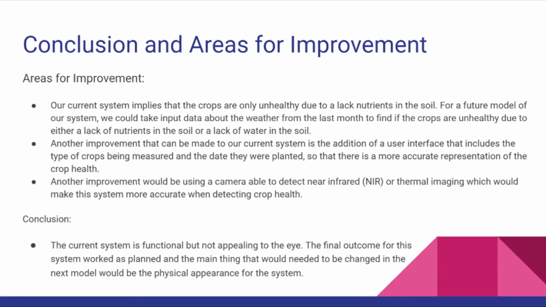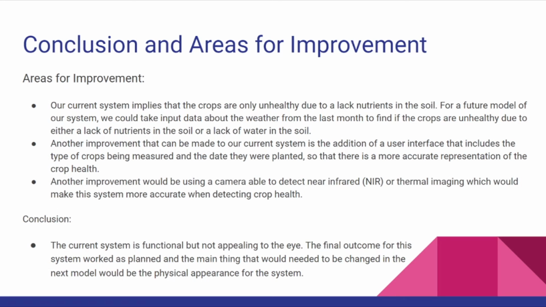For the conclusion and areas of improvement of our system, our current system implies that the crops are only unhealthy due to a lack of nutrients in the soil, but realistically there could be other factors such as lack of water. So a future model of our system would include the weather data from the last month of the area to see if the area has been in a drought or not, and this would make a more accurate representation of what we need to apply to the crops to help make them more healthy.